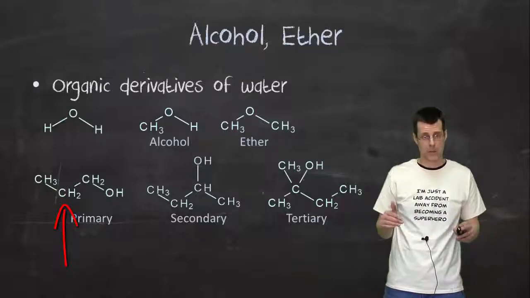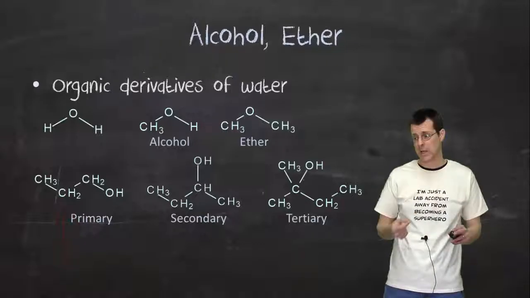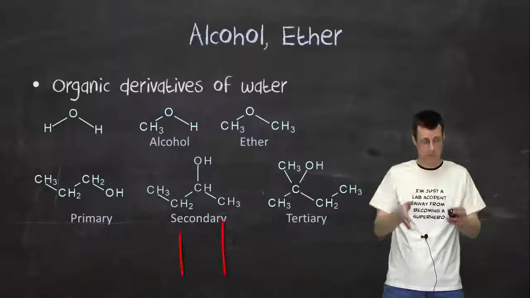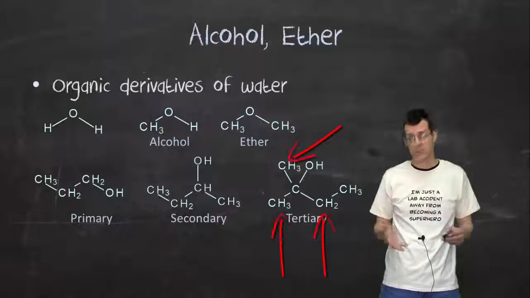So in a primary alcohol, the carbon of the alcohol group has 1 carbon attached to it. In a secondary, the carbon of the functional group has 2 carbons. In a tertiary, the carbon of the functional group has 3.